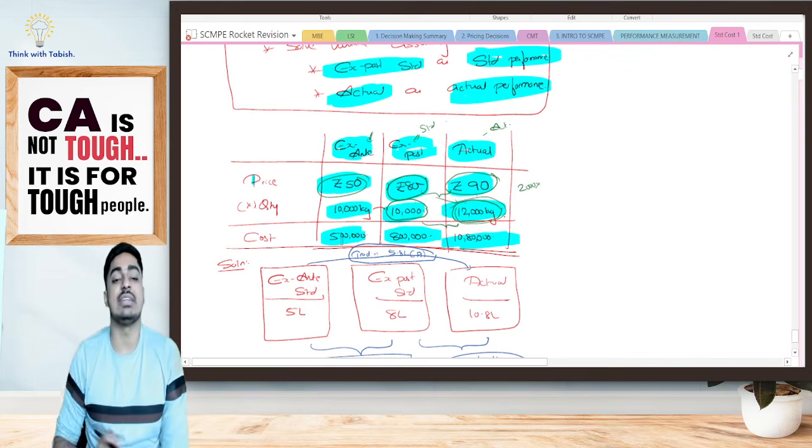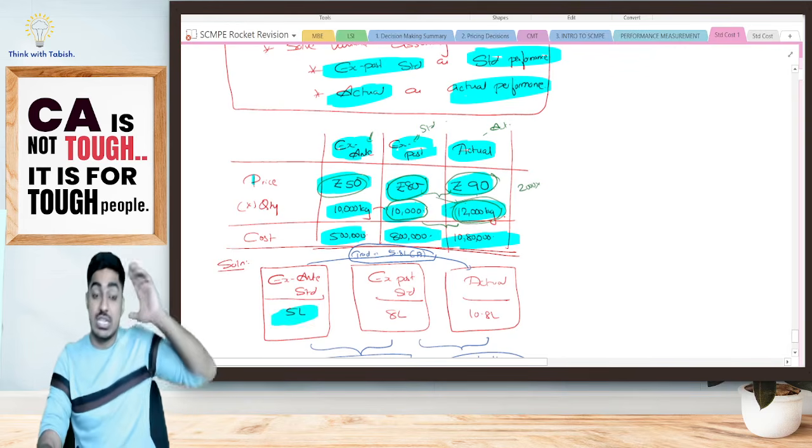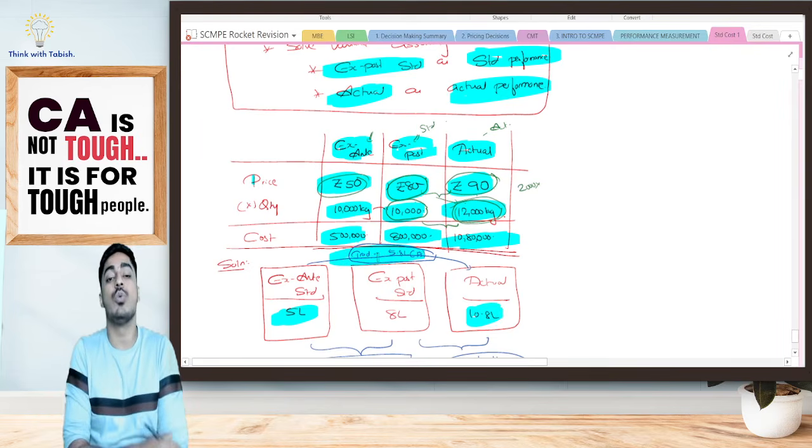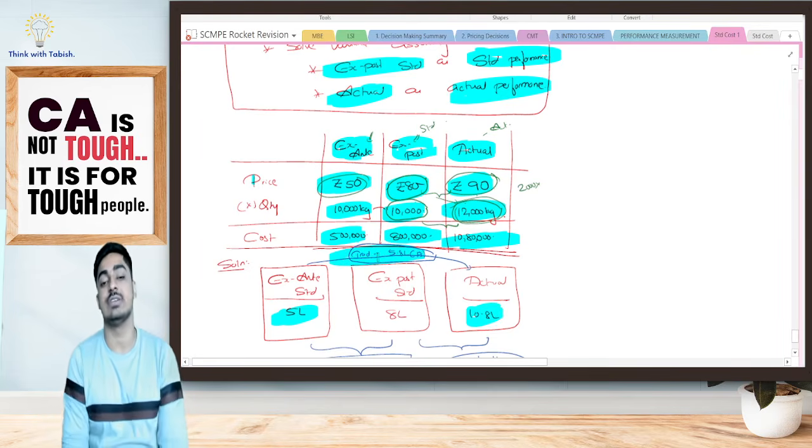Now, if I am doing my traditional analysis, what will I be telling? Yes, originally I thought 5 lakh is my cost. Actually, 10 lakh 80,000 is my cost. That means my overall variance is 5 lakh 80,000 adverse.